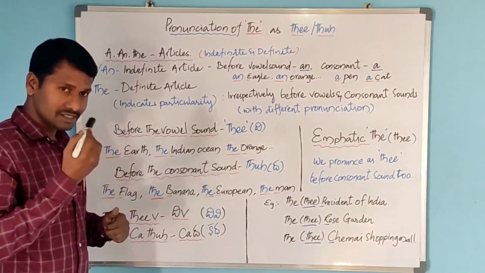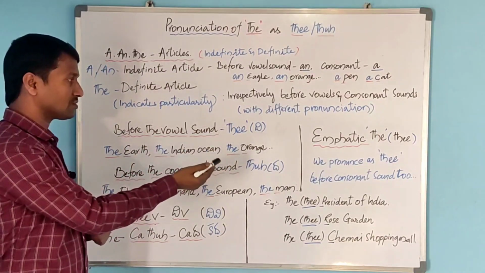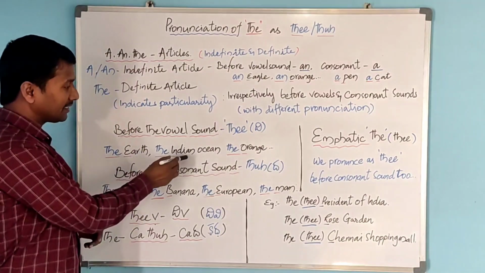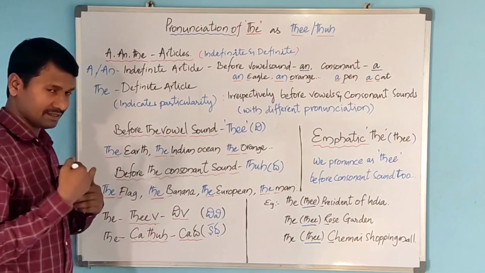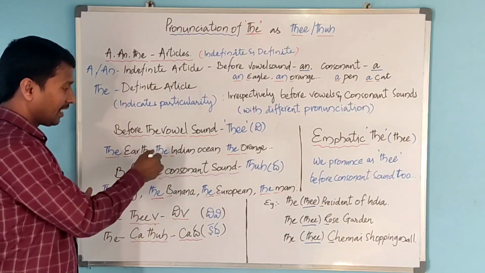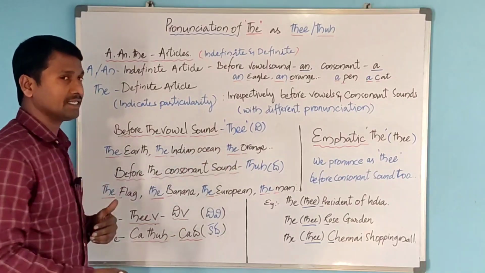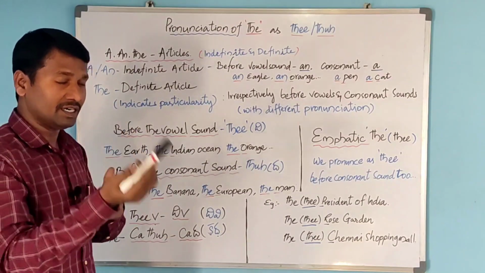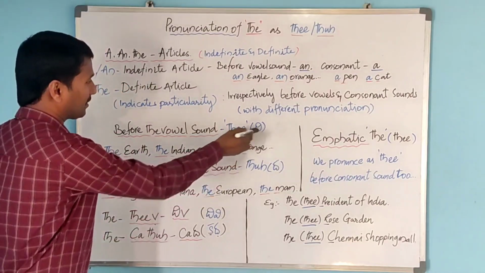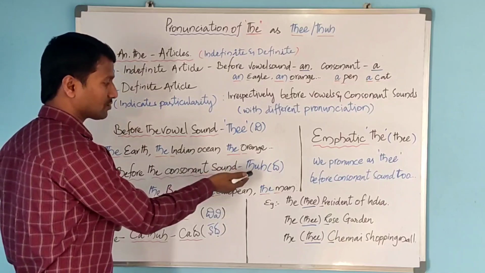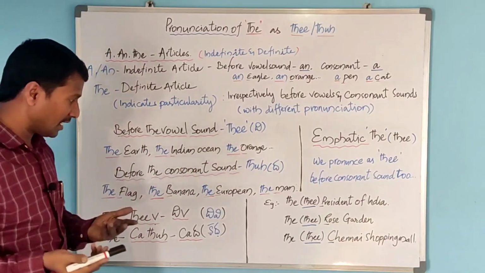When we use "the" with vowel sounds, it is to be pronounced as "thee". See that? Earth, Indian Ocean, orange. The earth, here "the" is to be pronounced as "thee", the Indian Ocean, the orange. Whenever we take "the", and the word is sounding in a vowel way, we have to pronounce it as "thee". And before consonant sounds, we have to pronounce it as "thuh".